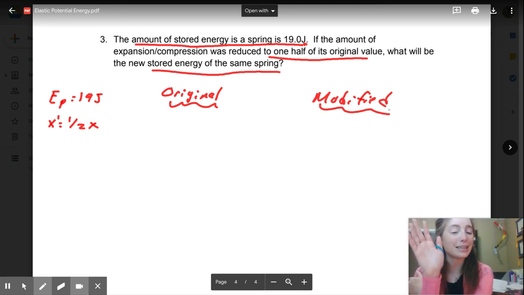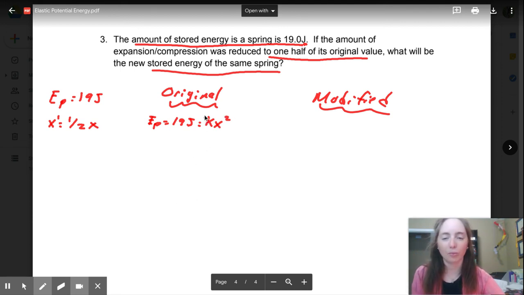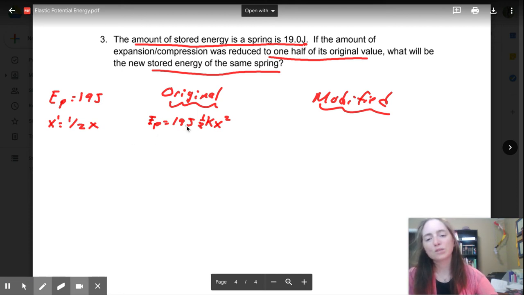But it's not going to equal exactly half that energy, okay? When you look at that equation, it's a squared equation. Now, my EP is equal to 19 joules, which means that 19 joules is going to equal 1/2 kx squared. There we go. Okay, drop my half. So 19 will be equal to this amount. This set of numbers here is going to equal 19. That's going to equal EP.